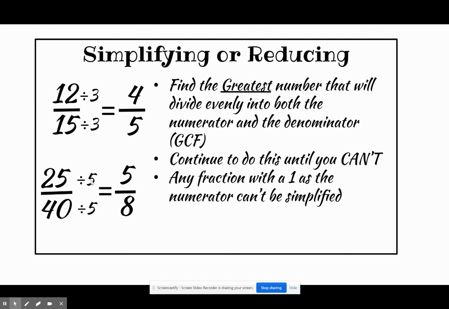25 and 40 can both be divided by 5. 25 divided by 5 is 5. 40 divided by 5 is 8. You can't reduce those anymore.